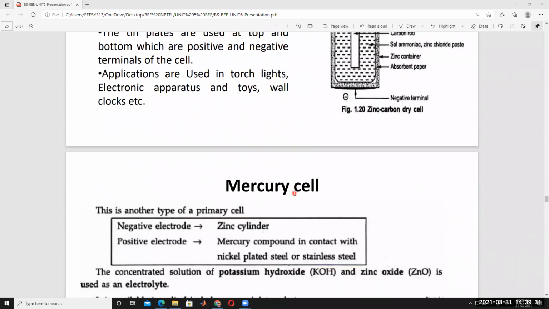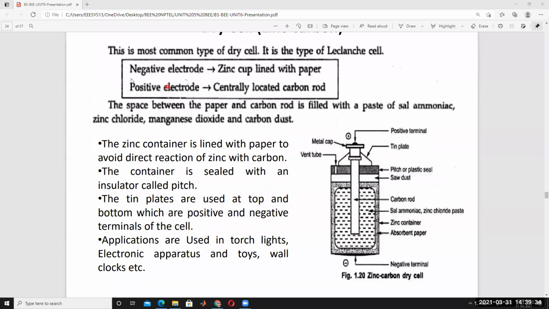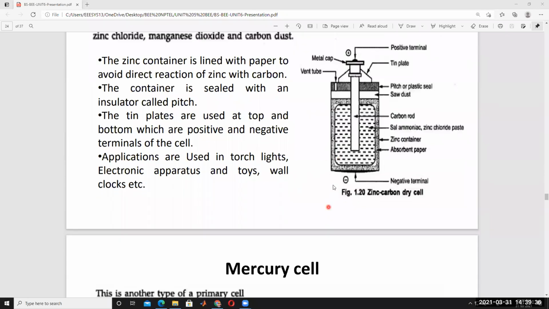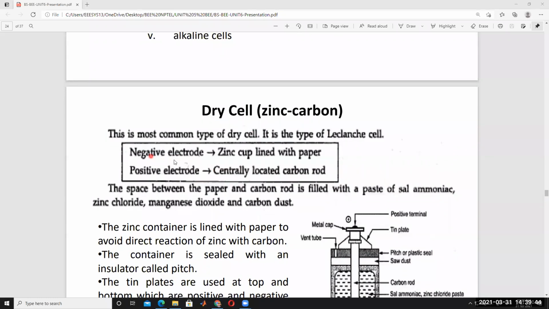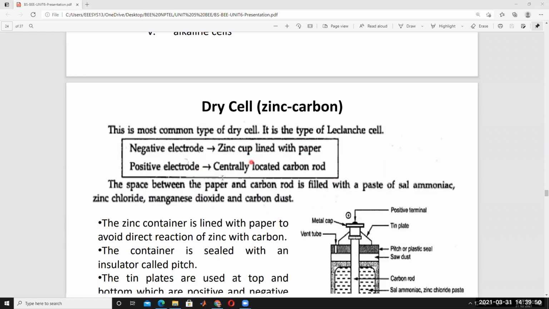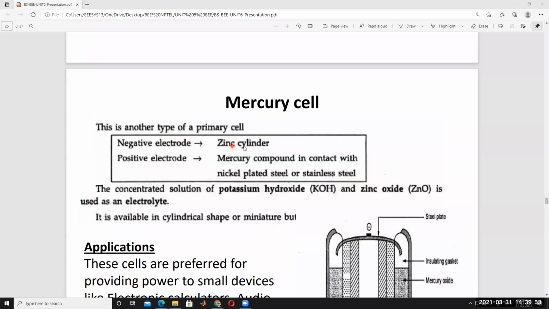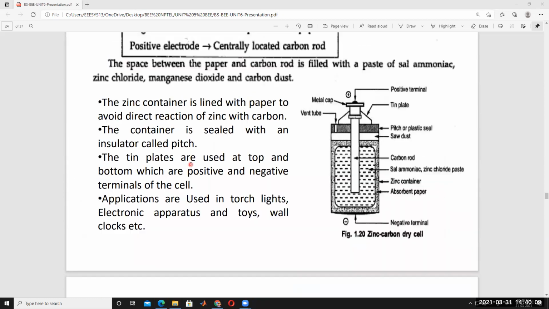Next, mercury cell. Here the electrolytes are different and the electrodes are changing. Zinc cup lined with paper: the zinc cylinder is acting as the negative electrode. And the positive electrode is a mercury compound in contact with nickel plated steel or stainless steel. These are the different types of electrodes used in the mercury cell, which has different types of applications.